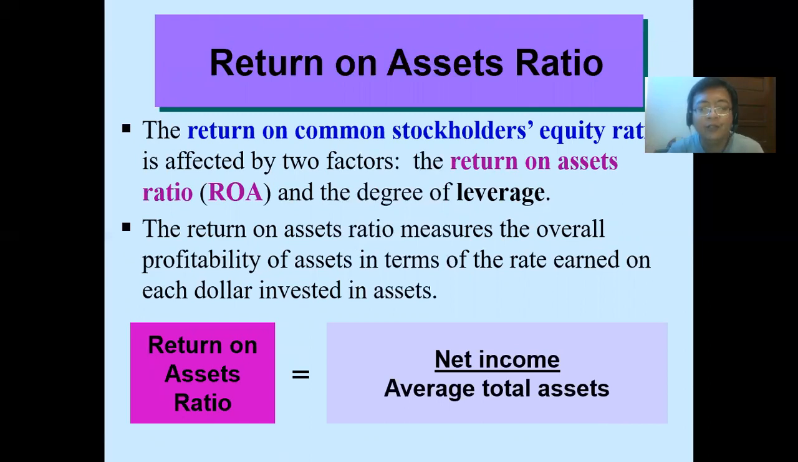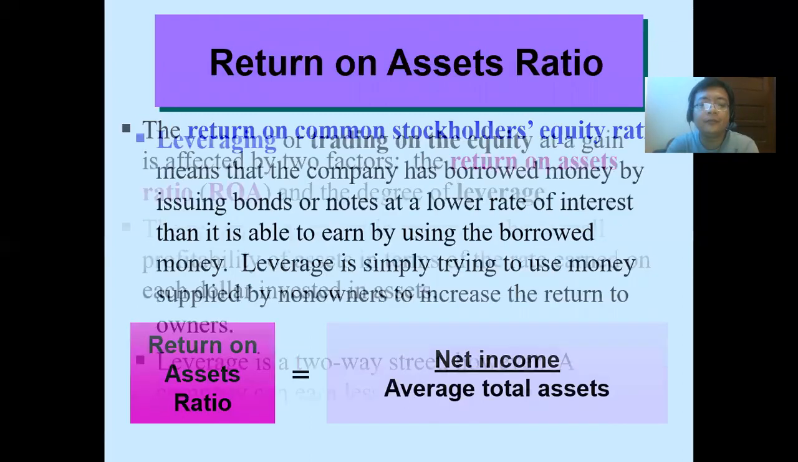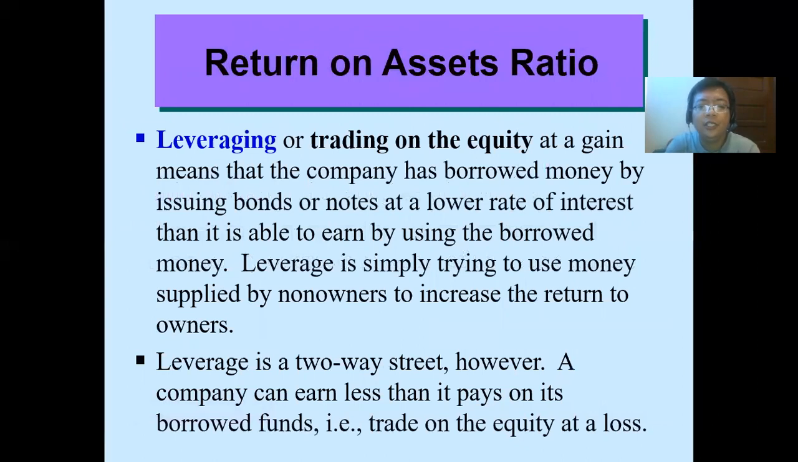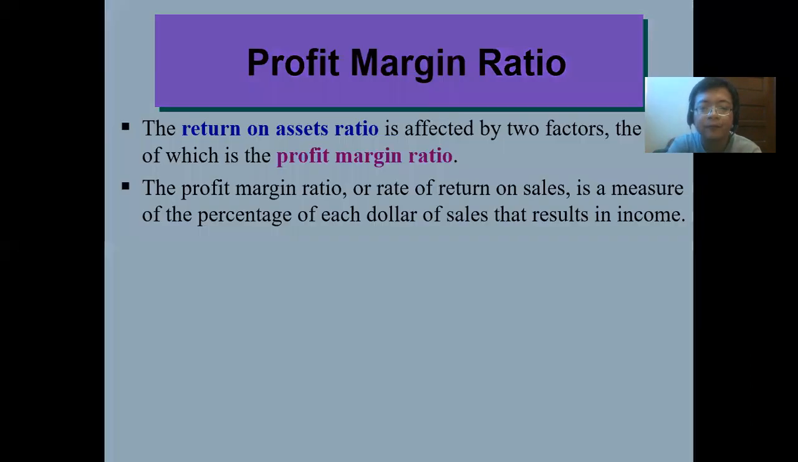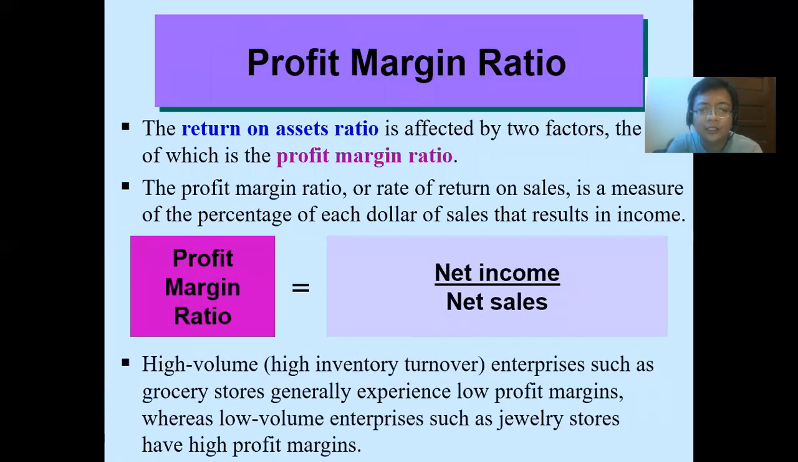You're not effective in terms of selling your inventories using your assets, in generating the net income. So leveraging means that the company has borrowed money by issuing bonds or notes at lower interest rates. So leveraging is simply trying to use money. You have also return on assets ratio.